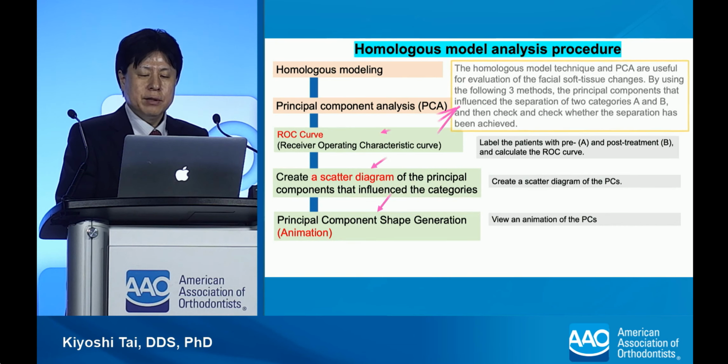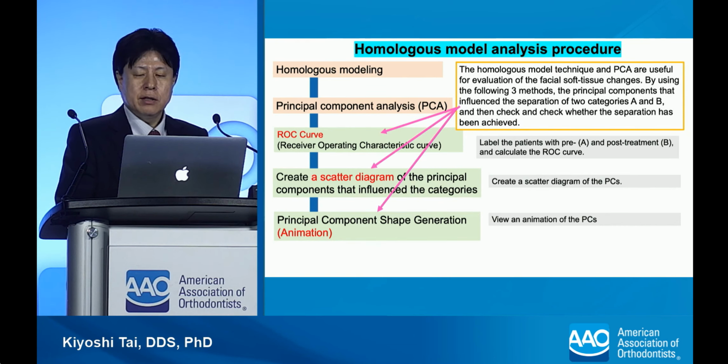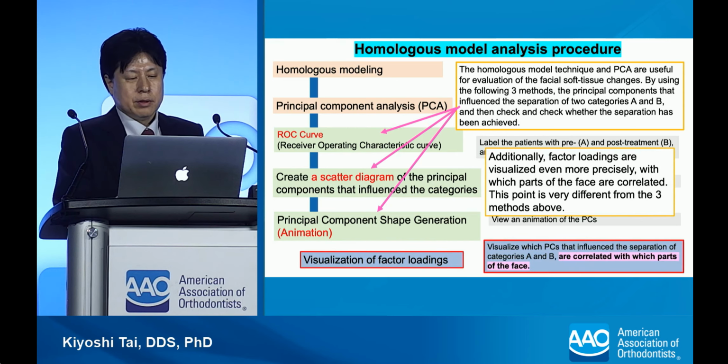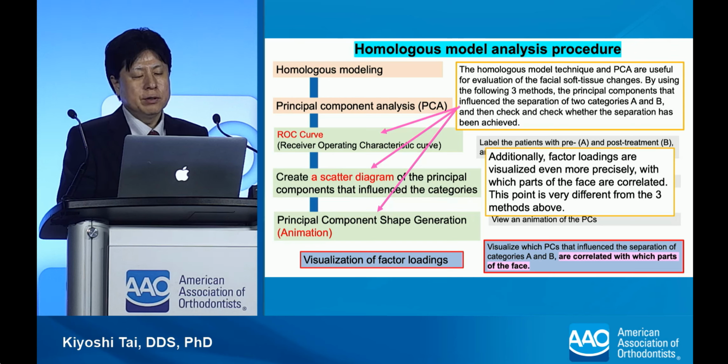As I mentioned earlier, the ROC curve, scatter diagram and animation of the PCs allowed a visual confirmation of the result. Additionally, factor loadings are visualized even more precisely, showing which parts of the face are correlated. This point is very different from the three methods above.